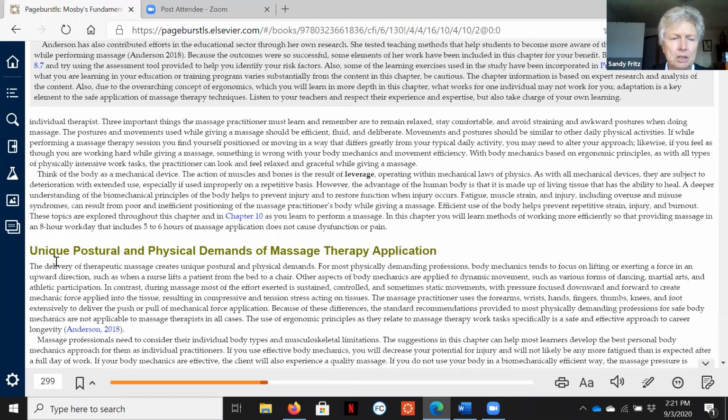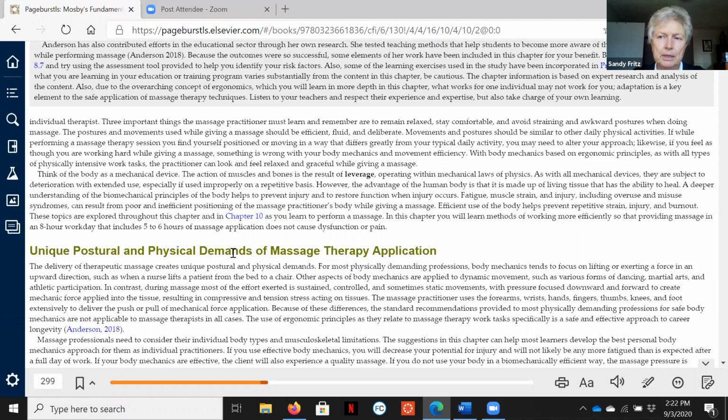So there are some uniquenesses to massage therapy application. We apply mechanical force at a diagonal angle most of the time into the tissue. That's the essence of what we do over and over and over. Whereas a lot of other manual therapy occupations, it's more intermittent. They don't do this for 15, 45, 50, 90 minutes. They might have a more spot work application.